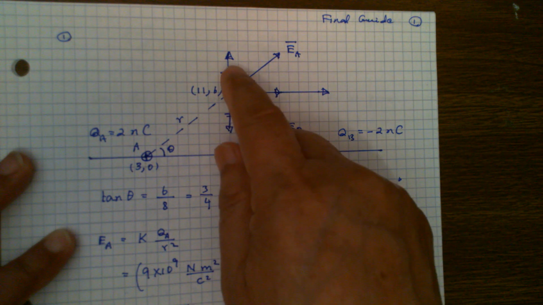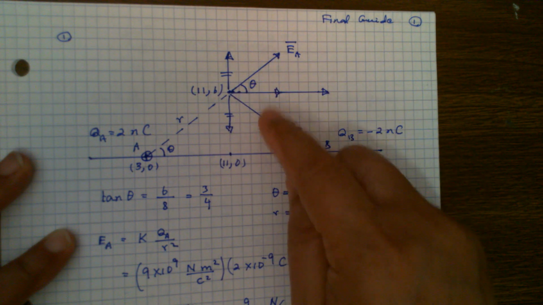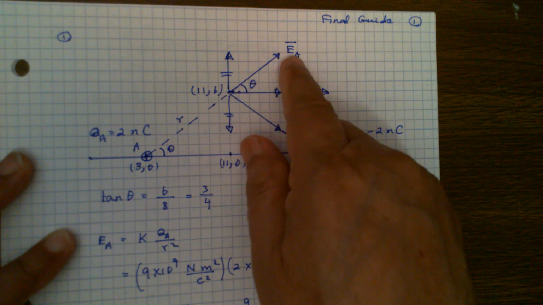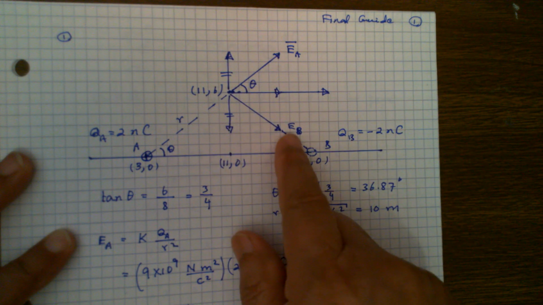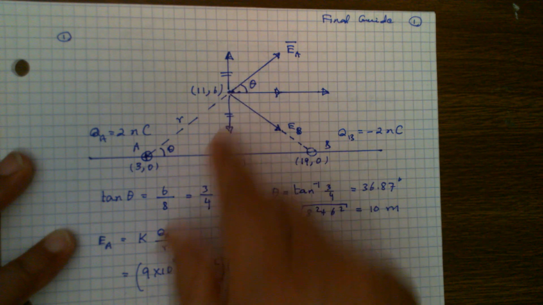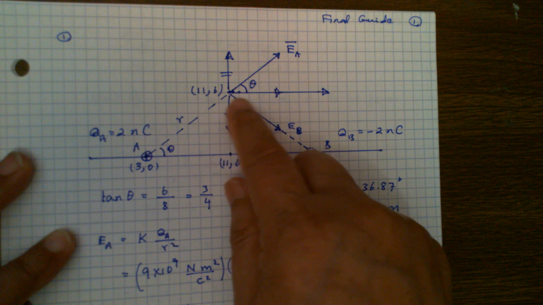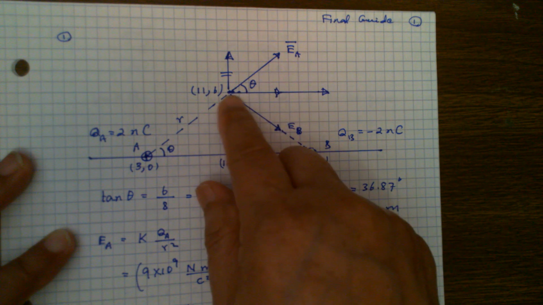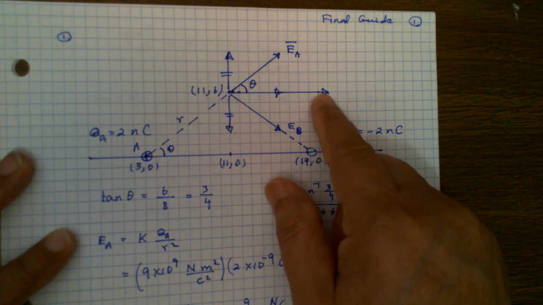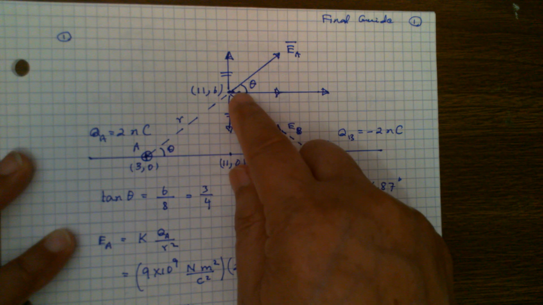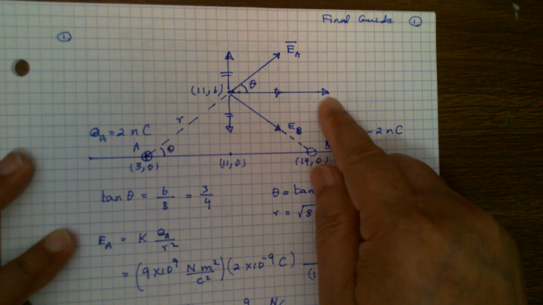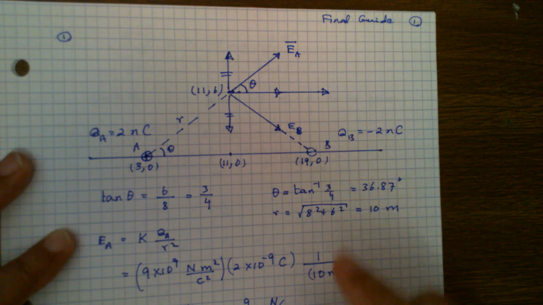Then the y component of these electric fields: the one coming from EA will be upwards, the one coming from EB will be downwards. They will cancel out. The ones in the x direction will add up, and this will be your net electric field. So now you already know the answer for the direction. The direction will be towards the right. Now you need to find the magnitude.